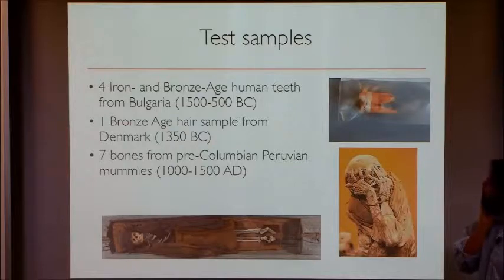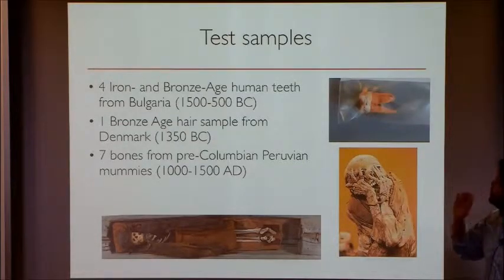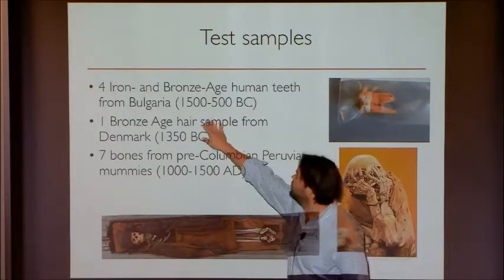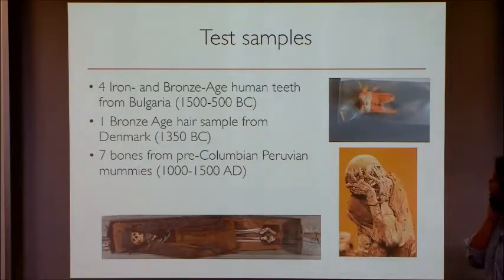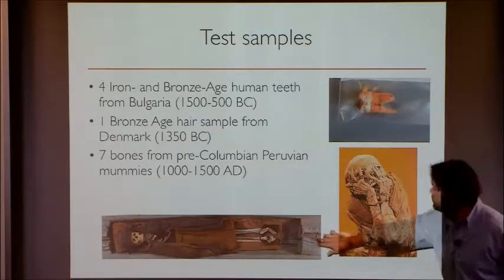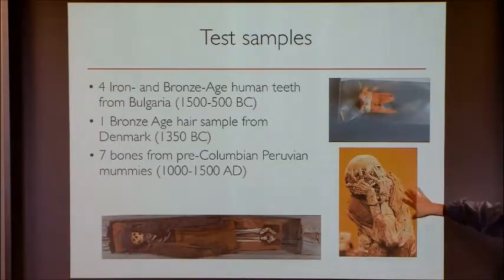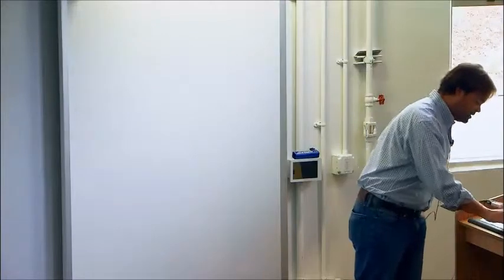So we had 4 iron Bronze Age teeth, and these sort of straddled from about 1500 to 500 BC. We had one nice hair sample, and that's this guy here. And then we had this mummy that perhaps looks like some of you felt maybe this morning if you went out drinking late last night. Or maybe how you felt when I told you I didn't have any equations in the slides today.